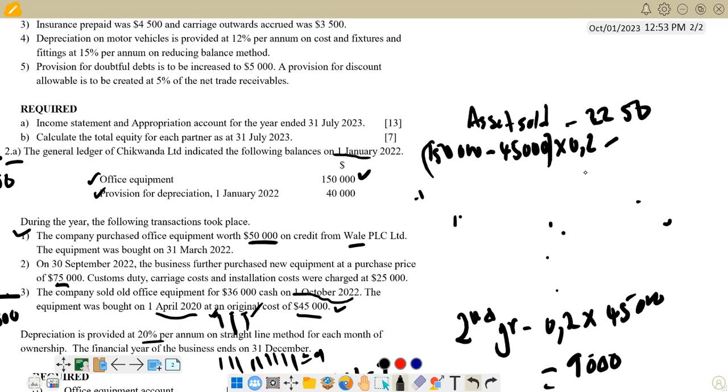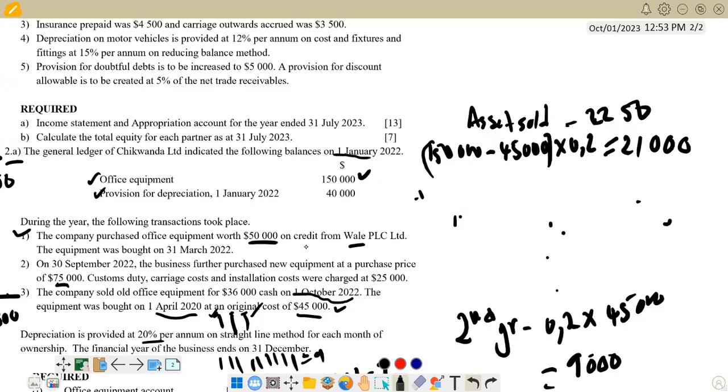What do you get there? 150,000 minus 45,000 gives 105,000, then you multiply by 0.2. You're supposed to get 21,000. So this one will give us an answer of 21,000 for the remaining ones.